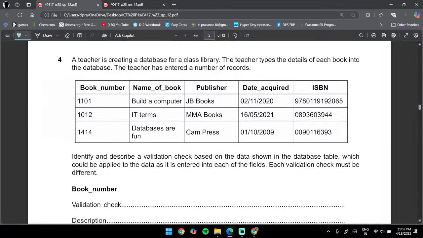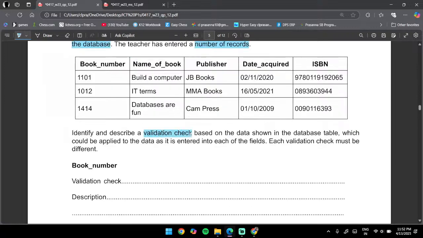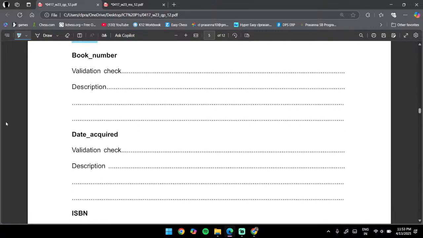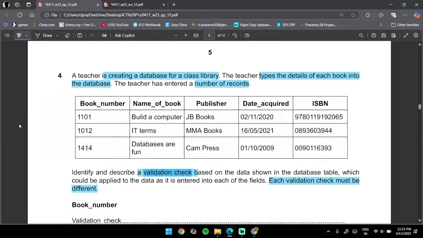Yeah. So a teacher is creating a database for a class library. The teacher types the details of each book into the database, okay? The teacher has entered a number of records. Identify and describe a validation check. So this is about the validation checks, and you should know all the validation checks that are there, based on the data shown in the database table, which could be applied to the data as it is entered in each of the fields. Each validation check must be different. Okay.